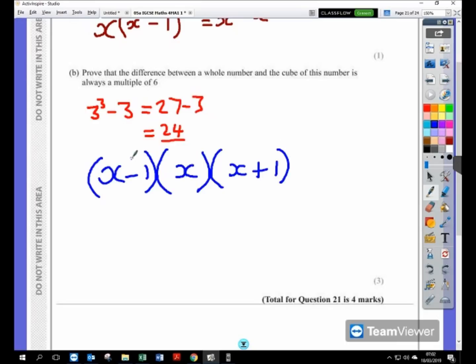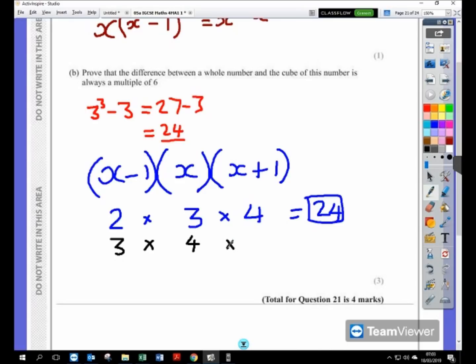You have a number, and then the next one is 1 higher than the previous one, and the next one is 1 higher than the previous one. So if you choose 3 numbers, like if this is 2, the next one will be 3, and the next one will be 4. And they're all multiplied together. So if we have 2 times 3, 6, 6 times 4 is 24. So what's going to happen is the answer will always be in the 6 times table. But why is that? Well, you need to think about what happens. So if I just take a couple of examples, we've got 3 times 4 times 5.